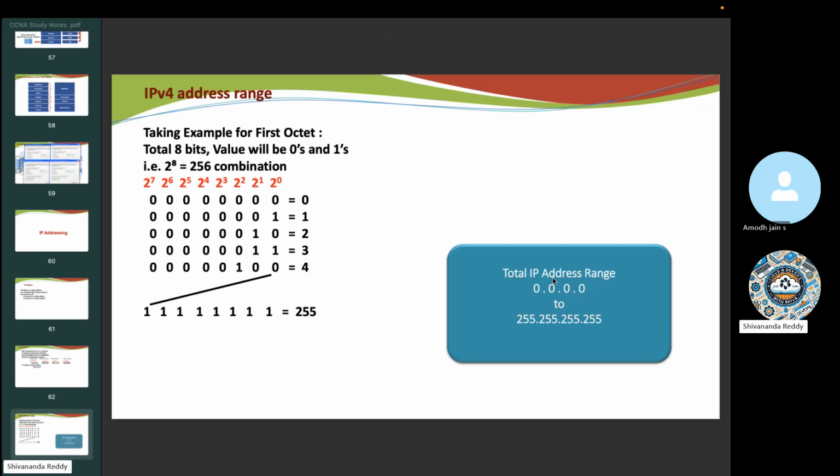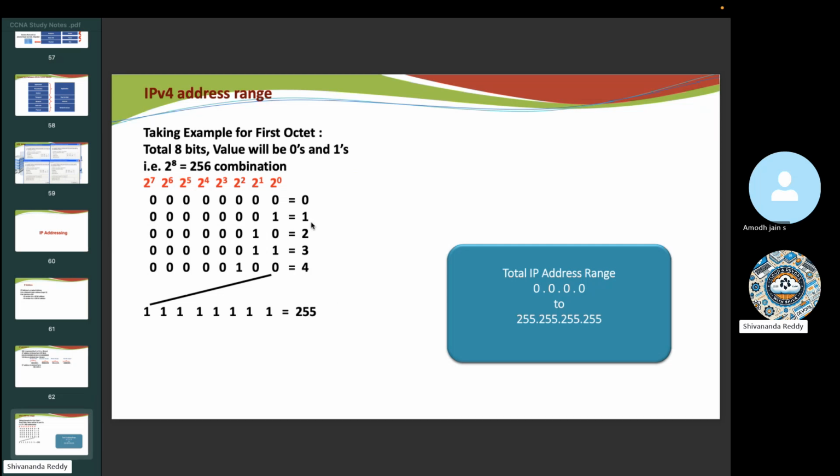Then the IPv4 address range: taking the first octet as an example, a total of 8 bits are there, and the values will be zeros and ones, 2 to the power of 8, 256 combinations. Like this we can write it in binary format. This is binary, this is decimal.